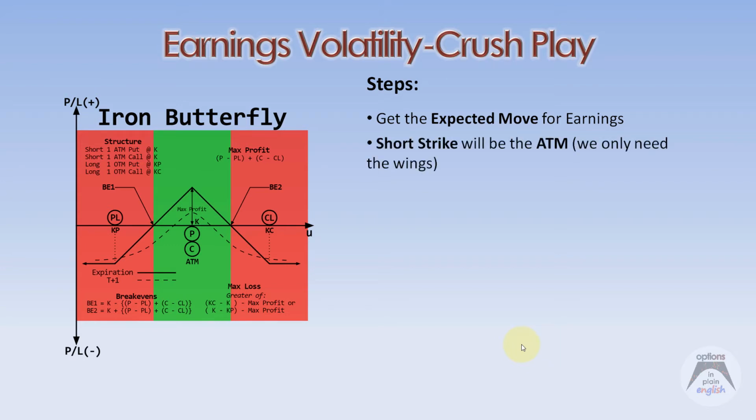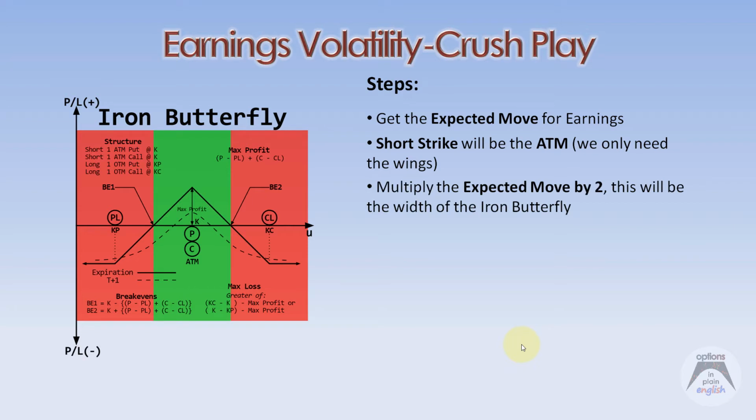Now, the iron butterfly has 4 legs. The short strike is the same for the put and the call. So the short strike will be at the money. And now we only need to calculate the wings. For the wings, multiply the expected move by 2. And this will be the width of the iron butterfly.